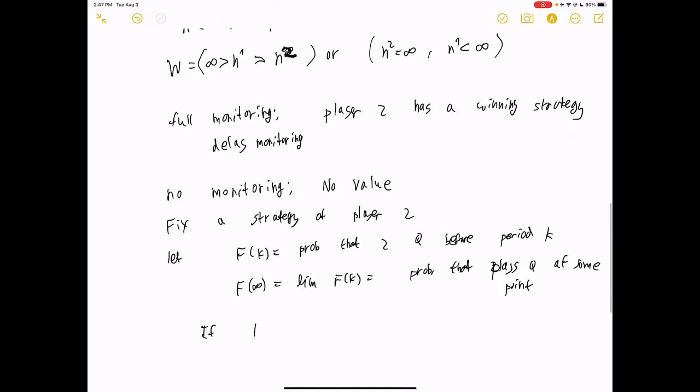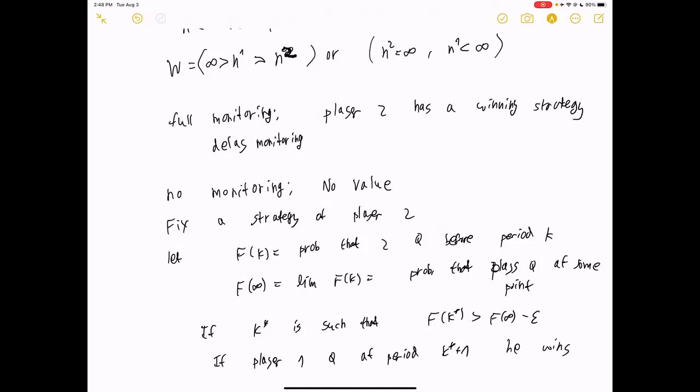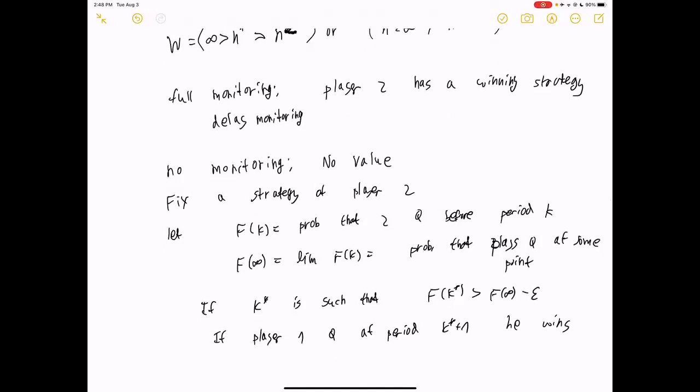If K star is such that F_K star is greater than F infinity minus epsilon, then player one knows that, I don't know if player two plans to quit, but if he plans to quit, he will quit before period K star. So player one will just wait and wait and wait, and he will quit at period K star plus one. He wins with high probability, with probability at least one minus epsilon.